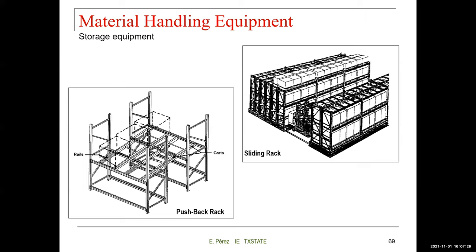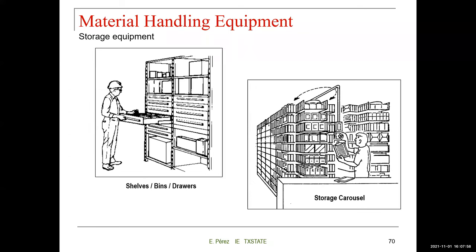And the sliding rack, this allows you to accommodate more product inside the facility, because you can move those racks back and forth depending on where the product that you want to move is located. For example, if you want to pick up something in between racks one and two, you can move those racks to the front, and then you will have the space needed for moving inside the rack. Shelves, bin drawers, these are typical. If you're dealing with a lot of tools, you'll have this type of storage equipment.